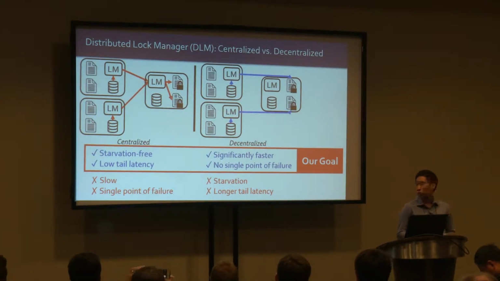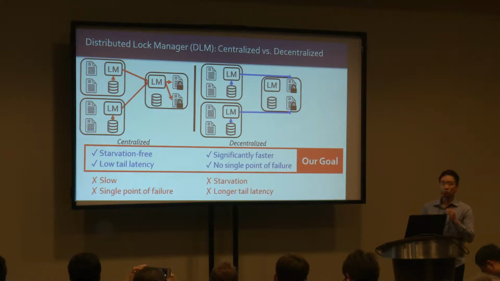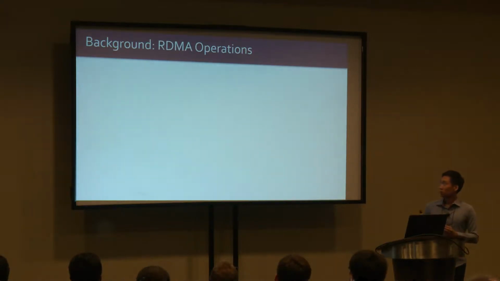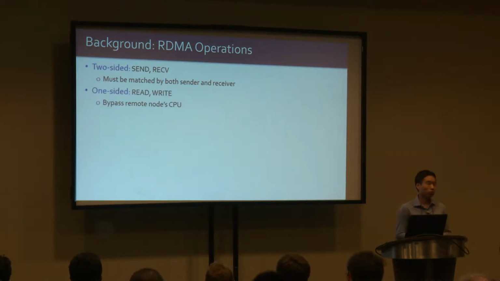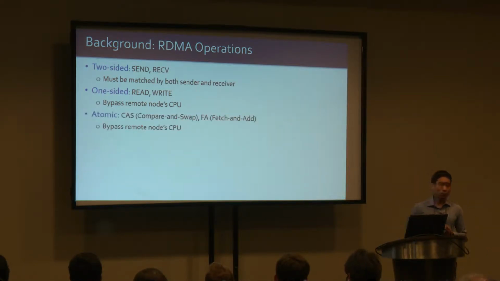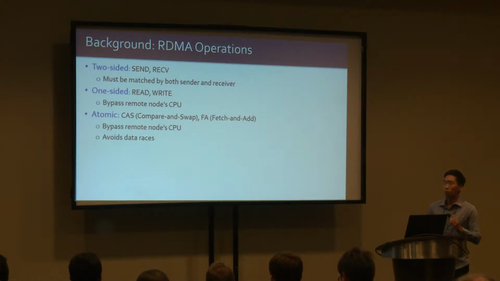Here I'm going to explain why all the existing RDMA-based log managers suffer from starvation. In RDMA, there are three types of operation. There are two-sided operations, send and receive, which must be matched by both sender and receiver. There are one-sided operations, where you can read and write the remote node's memory directly while bypassing its CPU. The third type is atomic operations, compare and swap and fetch and add, which also bypass the remote node's CPU. These operations also have the useful characteristic of avoiding data races.